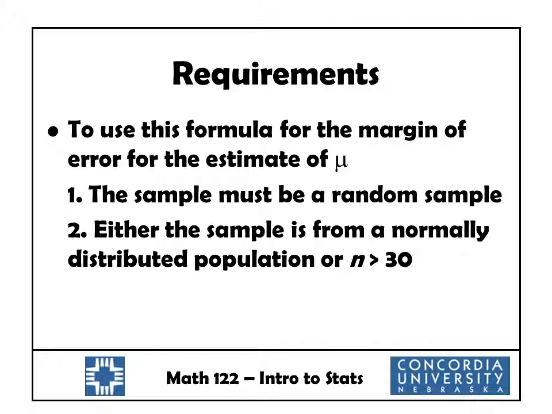And so the requirements here to calculate a margin of error for mu: number one, the sample must be a random sample of the entire population. And then number two, either the sample is from a normally distributed population or n is greater than 30. So if we've got a small sample size, we may not be able to use this formula unless we have some indication that the population is normally distributed. If n is greater than 30, then it doesn't matter what the distribution of the population is.